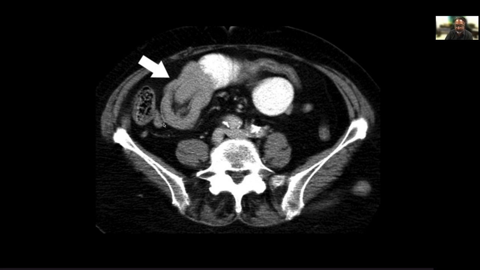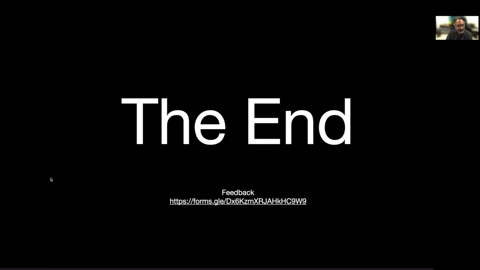Similar thing here. That is also intussusception. You're correct. Yes, it looks like ileal loops. Yes. Correct. And that's the end of the quiz.